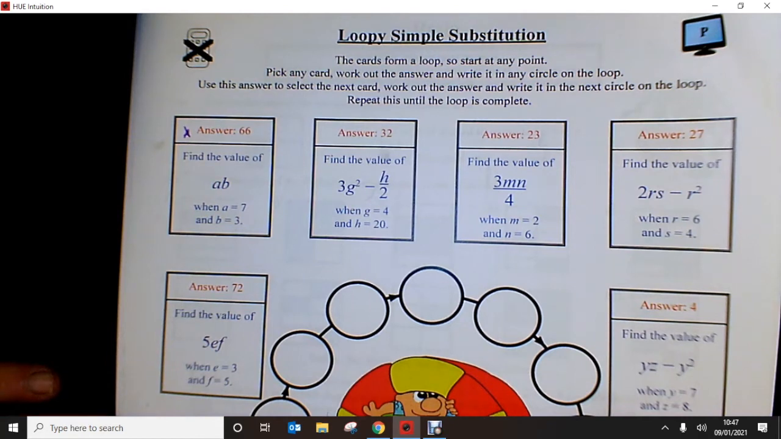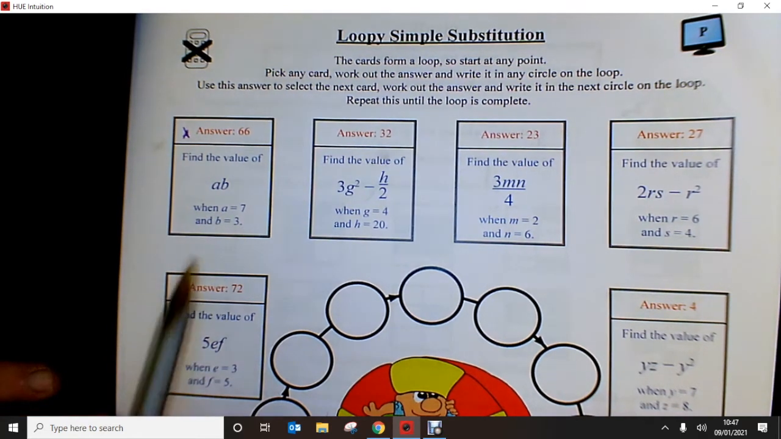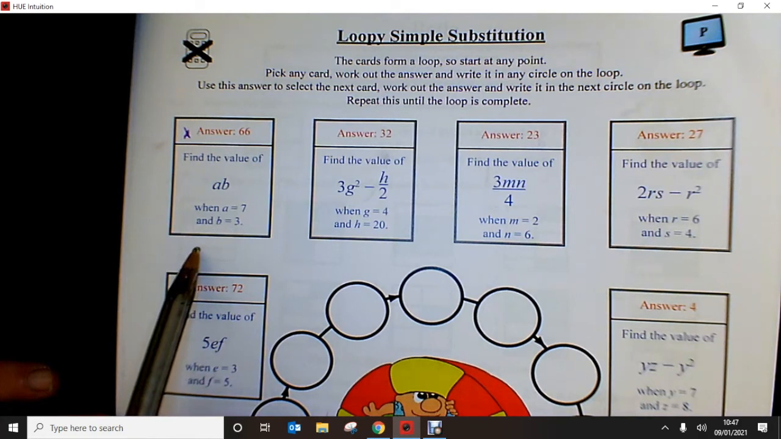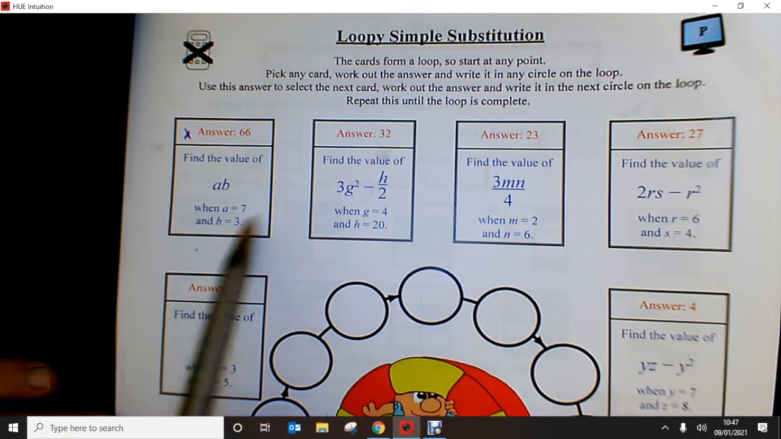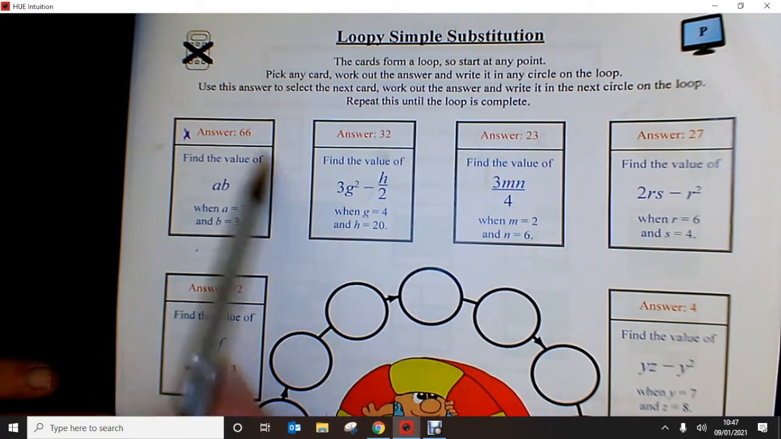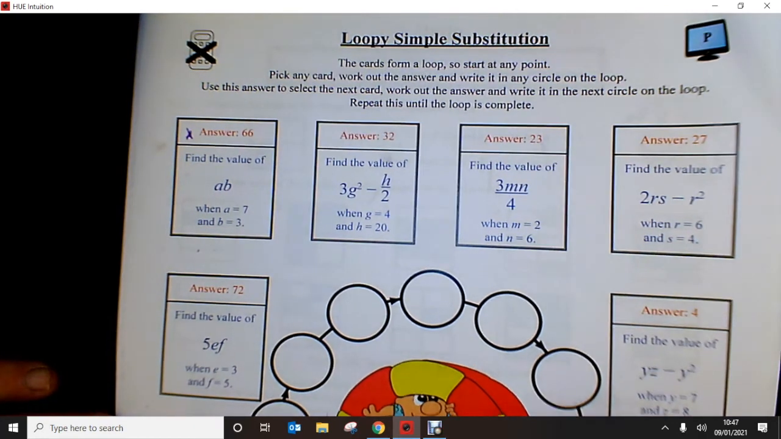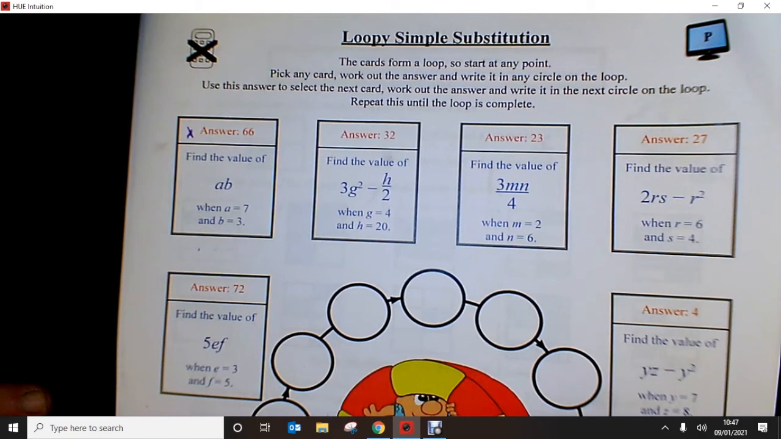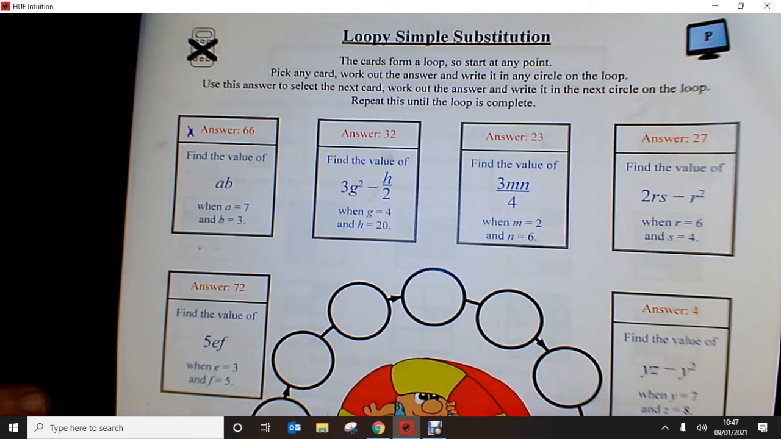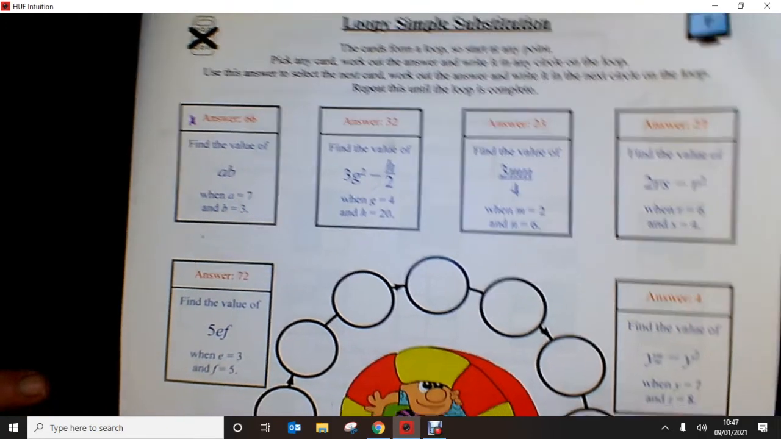Okay, so it says pick any card. I'm going to start with the top one. So if you've picked a different card, once I calculate this, find this part on your loop, and then check if it continues round to the next card. Okay. So it says use the answer to select the next card, work out the answer, and write it in the next circle on the loop. Repeat this until the loop is complete.